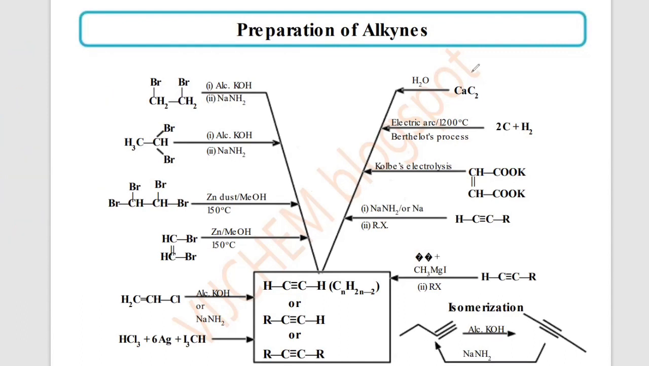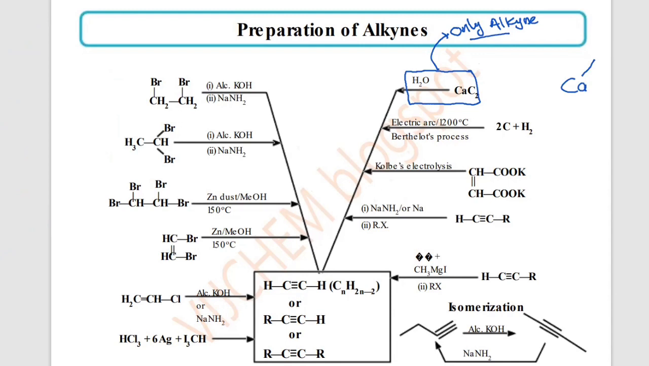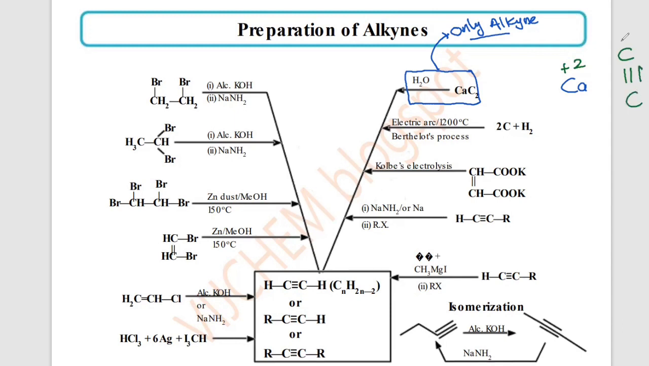That is about calcium carbide. The limitation of this method is that only ethyne can be prepared. So let us see here Ca and calcium carbide. I think all of you are aware that calcium will have a +2 charge and carbide will have a minus charge. So Ca+2 and C triple bond C, with one negative charge here and one negative charge here.